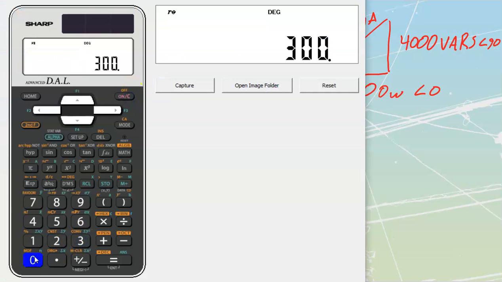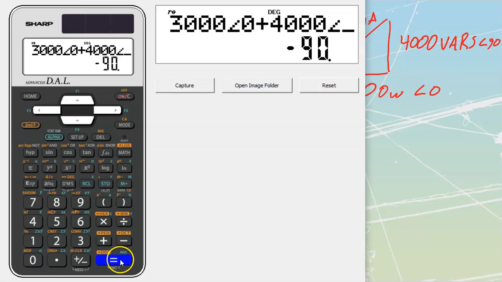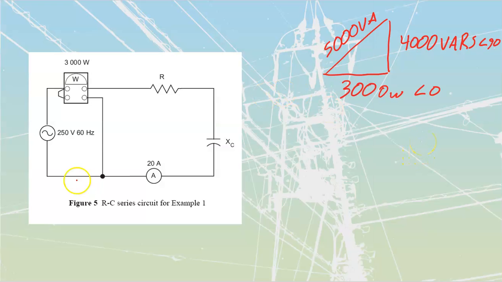We're inside of polar format there, by the way. 3,000 angle 0 plus 4,000 angle negative 90, because we are dealing with a capacitive circuit. We're going to draw that triangle upside down so that we maintain the proper direction. That equals a value of 5,000 at an angle of negative 53.13 degrees. So our phase angle, theta, equals 53.13 degrees.